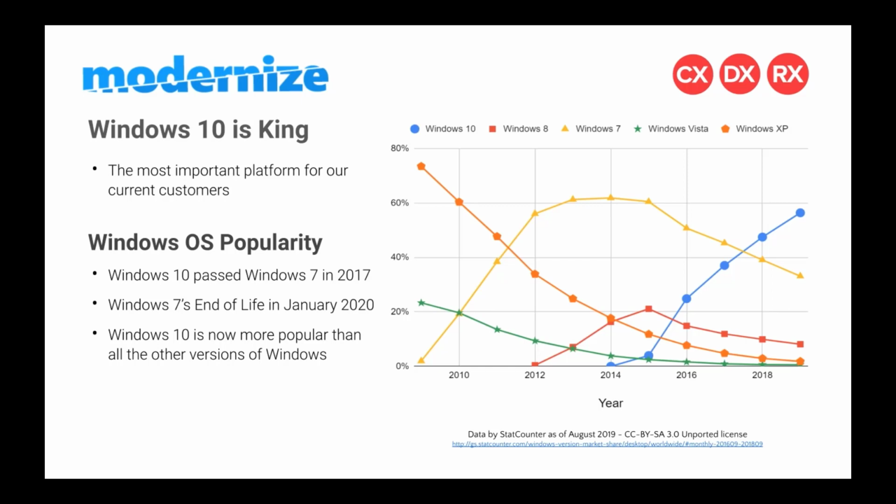Now, Windows 10 is the most important platform for our current customers, and as you can see by looking at these statistics, Windows 10 actually passed Windows 7 in 2017 in terms of popularity. Now, Microsoft has announced that Windows 10's end of life is going to be in January 2020, so there's really never been a better and also more important time for you to move your applications forward to Windows 10. And Windows 10 is now more popular than all the other versions of Windows.